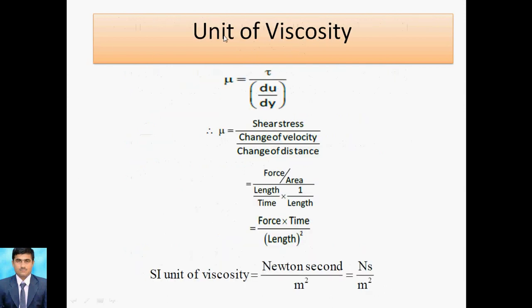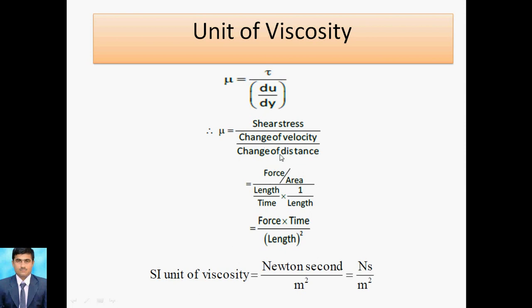Now we discuss the unit of viscosity. So viscosity is nothing but mu equal to tau upon du by dy. So mu is nothing but shear stress divided by du by dy. You can write tau for shear stress, and du by dy is the change of velocity over the change of distance. Is it clear? For shear stress, we can take force upon area, because tau is equal to F by A.